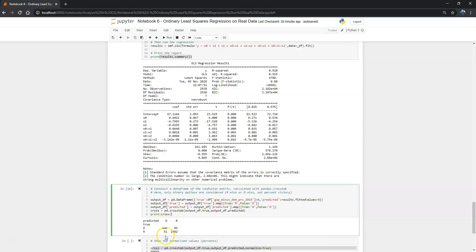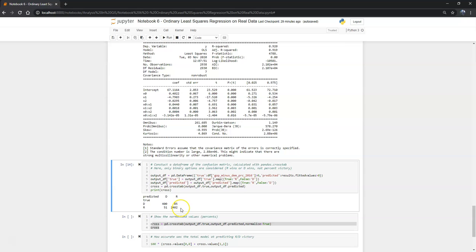So I predicted 451. If you do a column total of this, that's the number of Democrat victories that I predicted. Republican victories would have been 2,487, right? So summing that column. But I was correct 400 times. I predicted 400 Democrat victories, but I was wrong in 51. I was right in 400 cases, and I was wrong in 51 cases. And in Republican counties, I was wrong in 85 cases. Mostly a good job here.